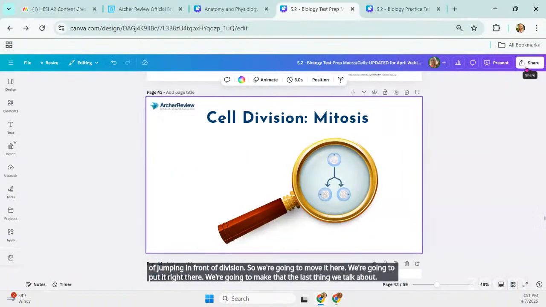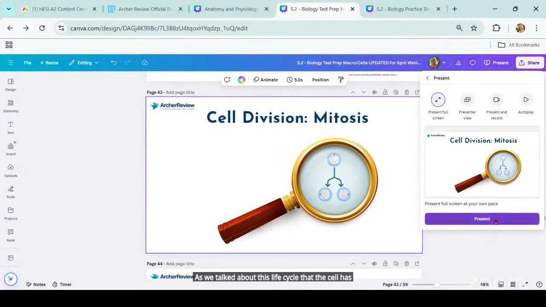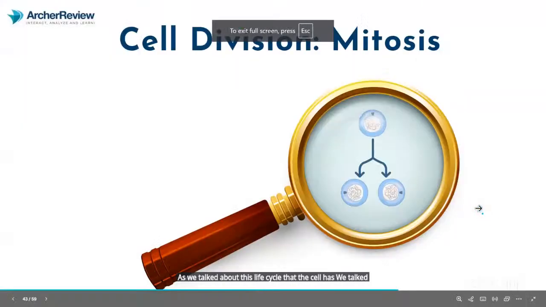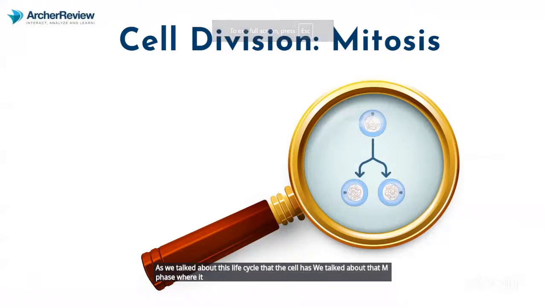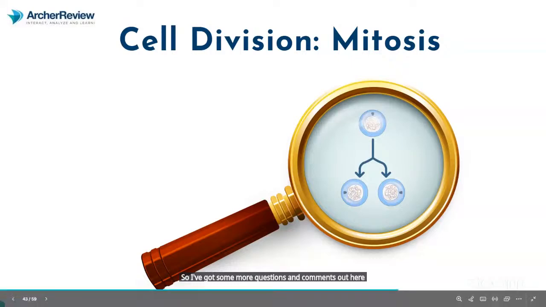So as we talked about this life cycle that the cell has, we talked about that M phase where it starts going to divide into those two new cells. And so we have mitosis, and we do need to talk about mitosis. This is certainly something that you will need to know about, as well as meiosis. So I've got some more questions and comments out here. So before we dive into that, let's see what we've got here.